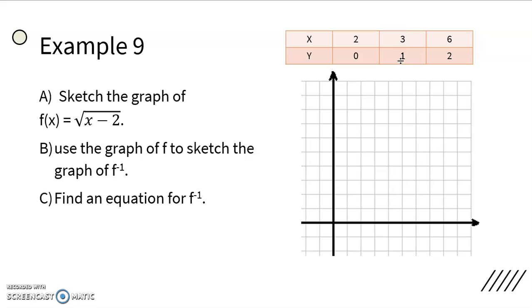Now you can do more points than that, but I knew that those would be off my graph, so I didn't do them. So now I'm just going to put the points on my graph and connect them with a curve. Okay, so here's (2, 0), (3, 1), and (6, 2). So that's my graph. Now, to use the graph to sketch the graph of f inverse, what I'm going to do is switch the order of these points. So I'm going to graph (0, 2), (1, 3), and (2, 6).